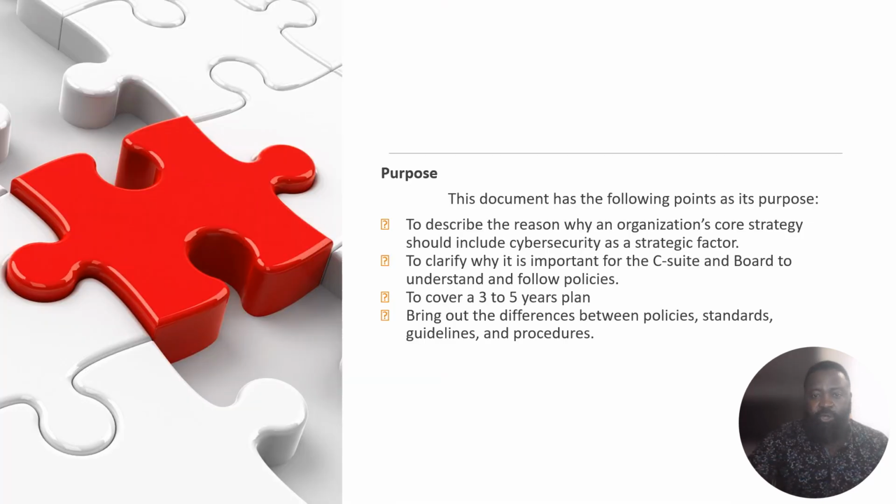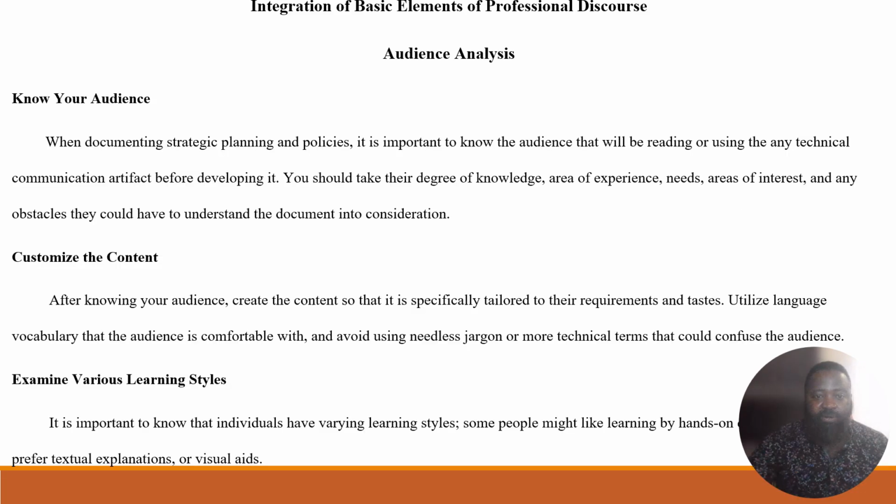The purpose of this document is to describe the reason why an organization's core strategy should include cybersecurity as a strategic factor. It's also to clarify why it's important for the C-suite and board to understand and follow policies. This document also covers a 3 to 5 years cybersecurity plan. It also brings out the differences between policies, standards, guidelines, and procedures. So let's go on to the first slide after the preferences.